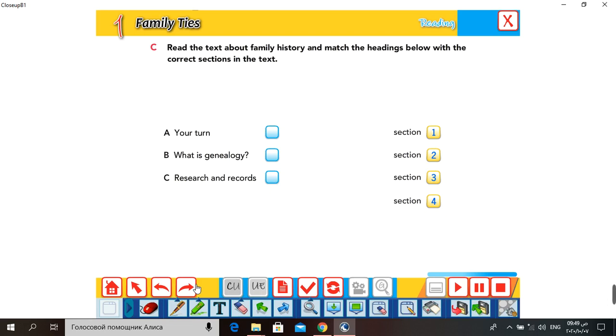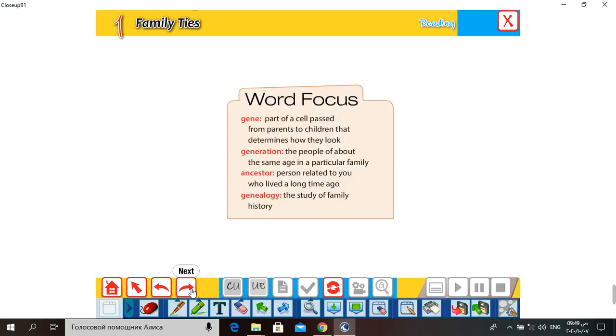Number A, your turn, is section 3. Number B, what is genealogy, is section 2. Number C, research and records, is section 4. Now let's move on to the next part.